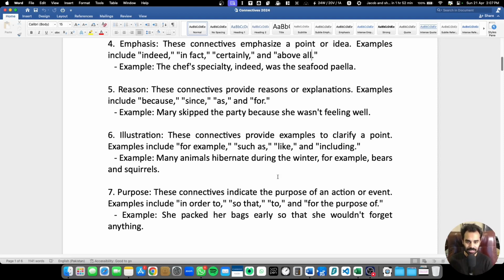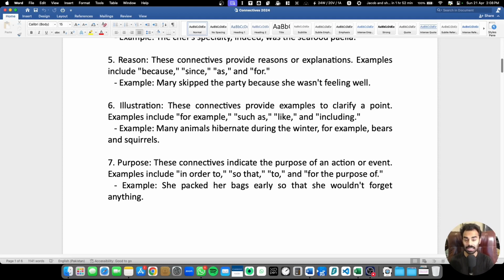It's just to give you a little bit of an example that when it comes to reasons, when it comes to giving some identification proofs of something, maybe this is something that you can utilize. And this will definitely have its own advanced vocabulary as well that you can Google yourself. So these connectives provide reasons or explanations. Examples include because, since, as, and for. Going further, Mary skipped the party because she wasn't feeling well. All right, very simple. Illustration, for instance, giving some examples, right?